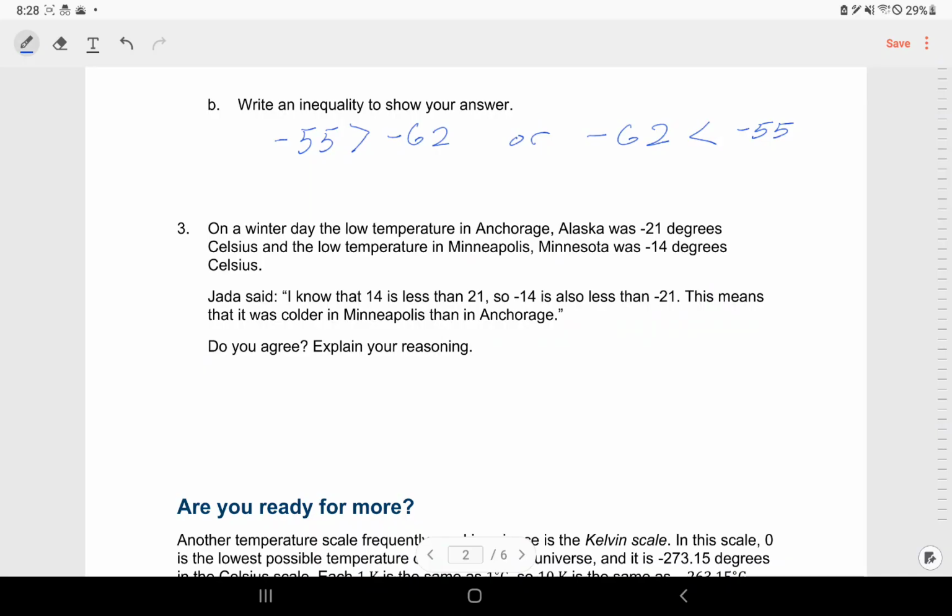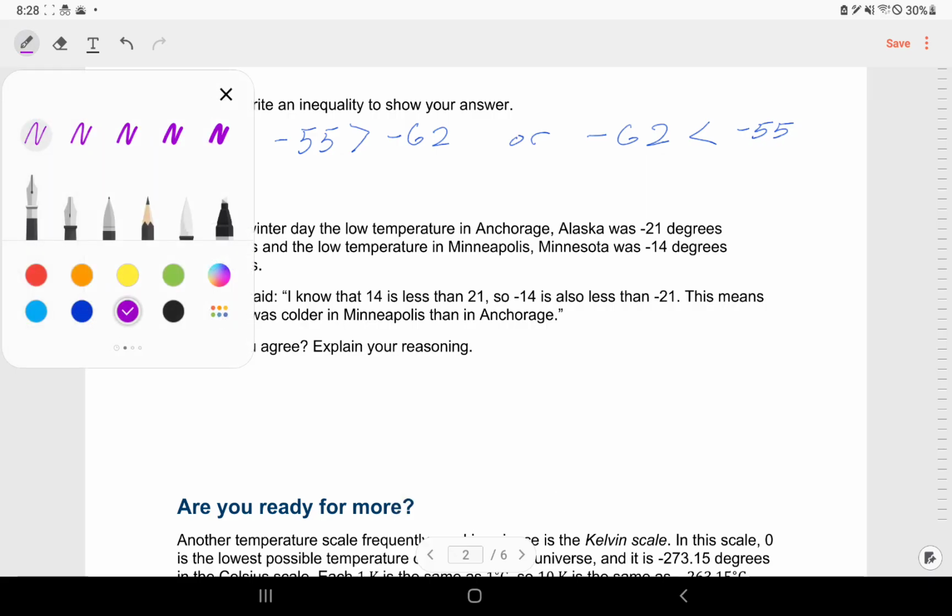On a winter day, the low temperature in Anchorage was negative 21 degrees Celsius, and the low temperature in Minneapolis, Minnesota was negative 14 degrees Celsius. Now, Jada said, I know that 14 is less than 21, so negative 14 is less than negative 21. This means that it was colder in Minneapolis than in Anchorage. Do you agree? Explain your reasoning. Well, again, let's draw the number line.